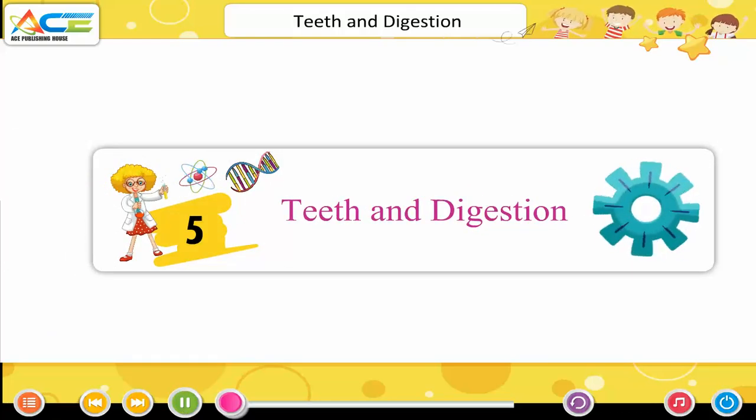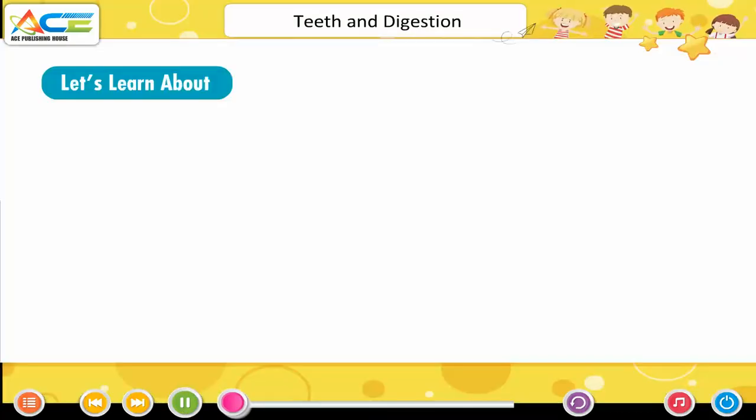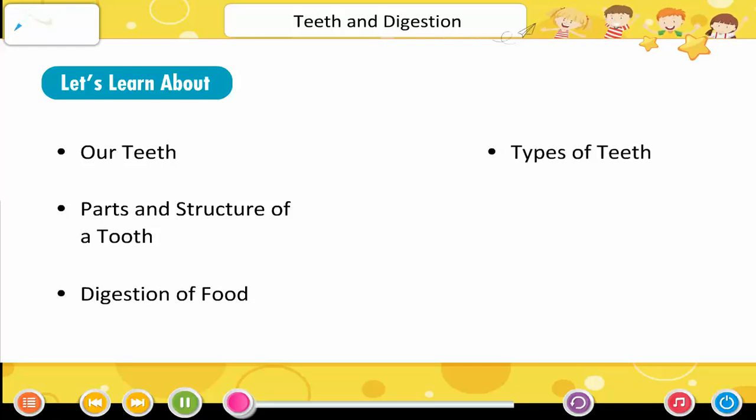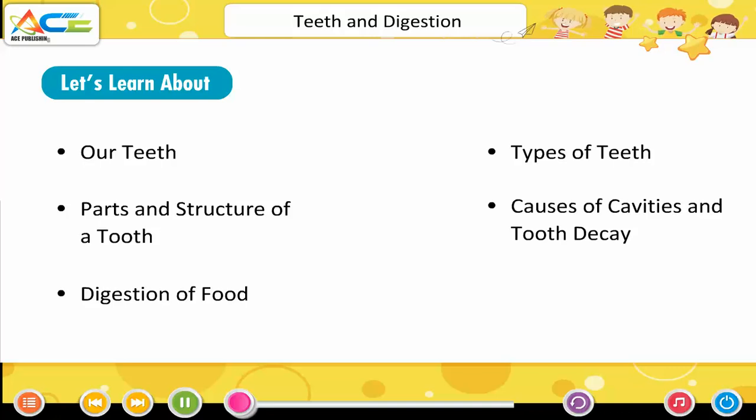Chapter 5, Teeth and Digestion. Let's learn about our teeth, parts and structure of a tooth, digestion of food, types of teeth, causes of cavities and tooth decay, rules of healthy digestion.